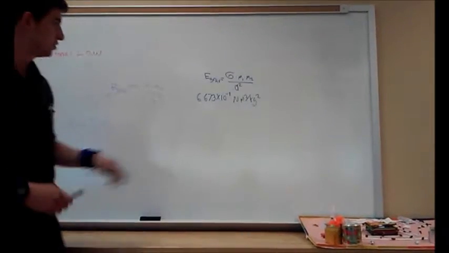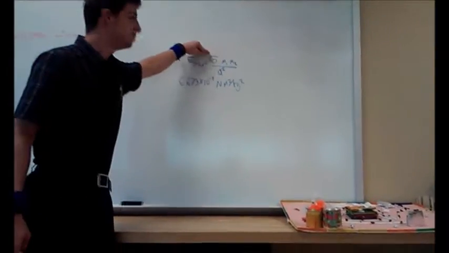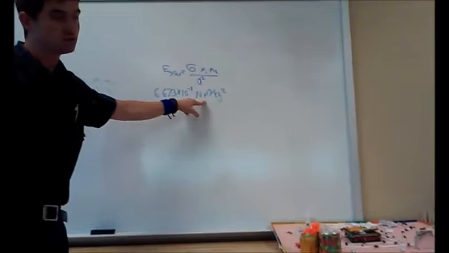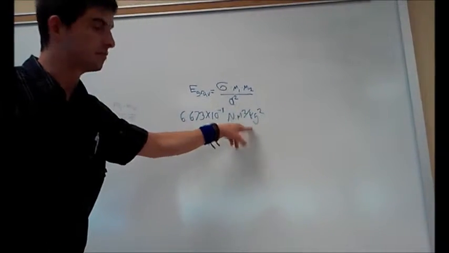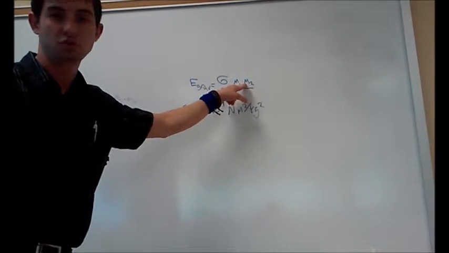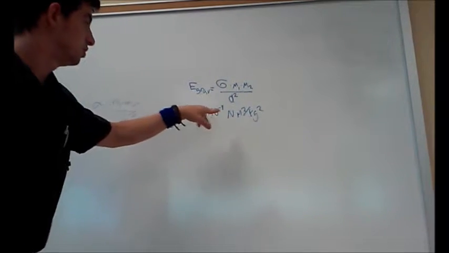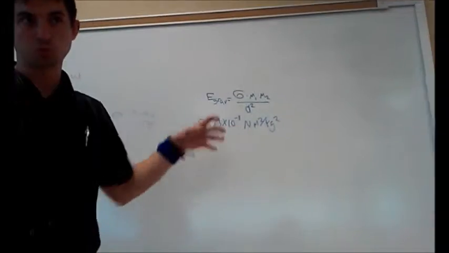The reason for this is that if we plug this value in, the meters squared will cancel out with the distance squared beneath it. The kilograms squared will cancel out with the kilogram factors, leaving us with only newtons of force, and that's where we get the gravitational attraction towards one another.